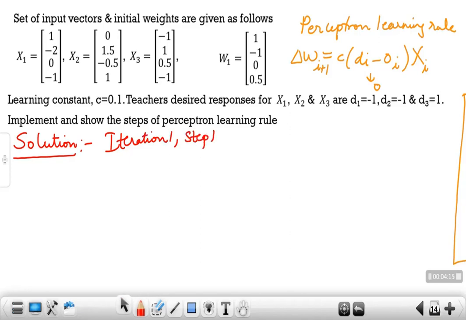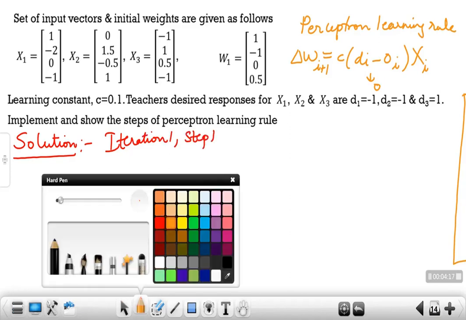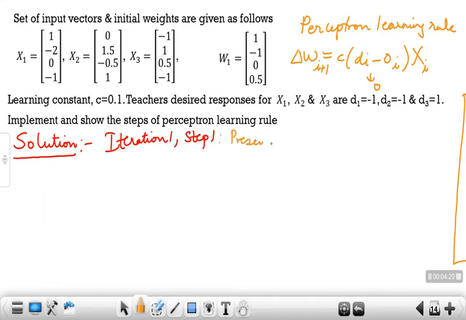We shall start with iteration 1, step 1. What we do in step 1 is present pattern vector x1. x1 is nothing but 1, minus 2, 0, 1. This is x1. And the desired output, what is D1? D1 is equal to minus 1. This is the desired output.